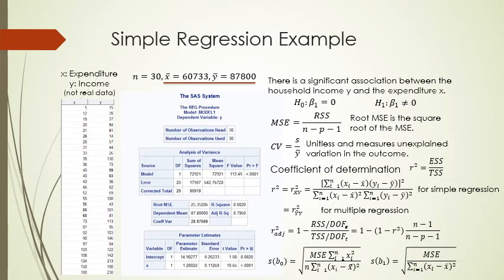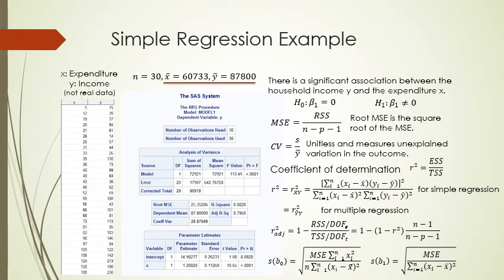The mean squared error, MSE, is RSS divided by the error degrees of freedom, which is 642.77. We divide the mean squared model by the mean squared error and get the F value of 113.45. Since the p-value is less than 0.0001, the model is highly significant.